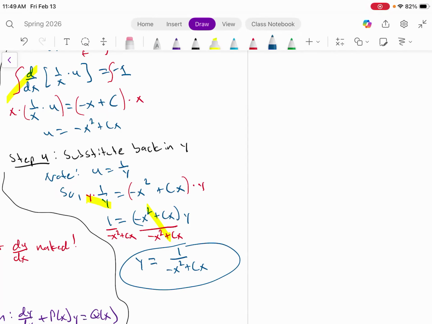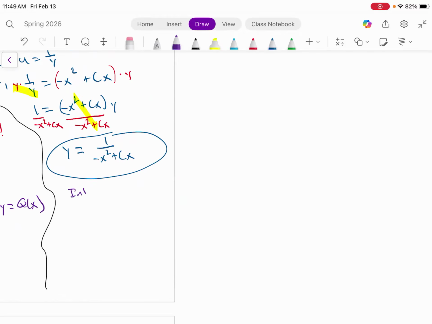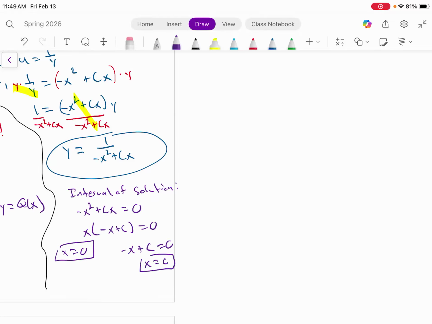So one thing we have to be careful with here is our interval of solution. So to finish this off, let's clean up that interval of solution. We have a rational answer. So let's see when our denominator equals 0. Okay, so interval of solution. Let's try to solve for this. We'll take out an x, so it'll be negative x plus c inside. We set both of them equal to 0. And so x equals 0 is one, and then x equals c is the other.